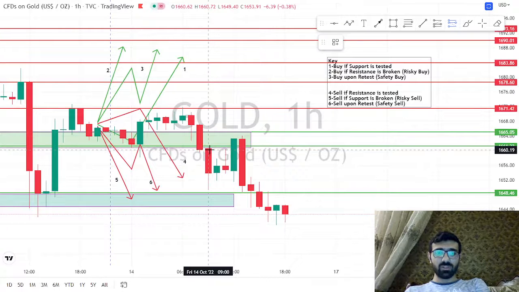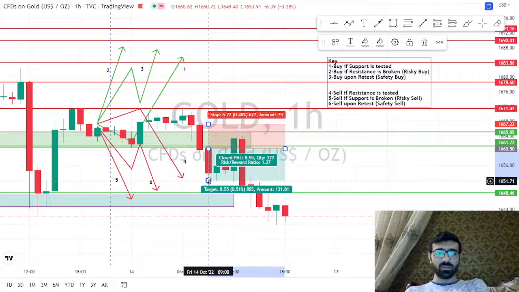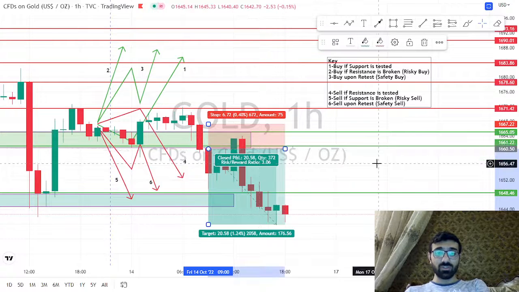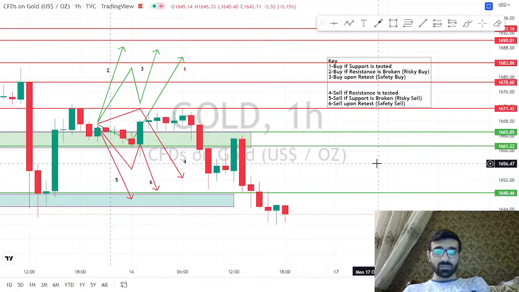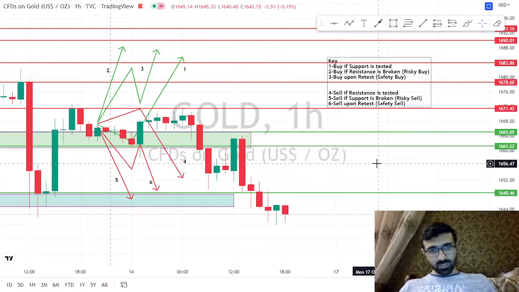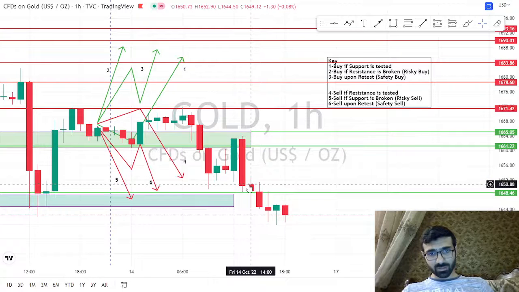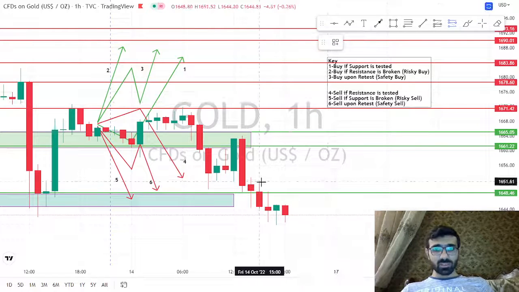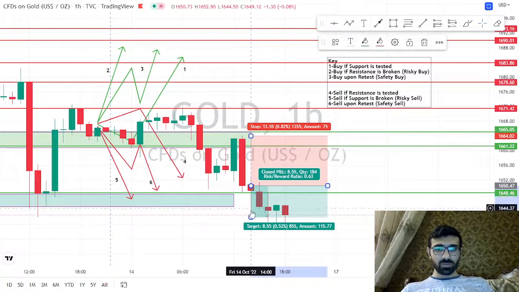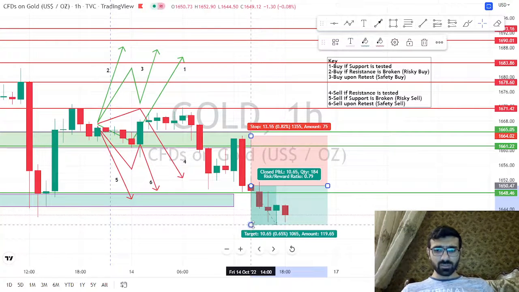So for example, if you enter over here and your stop loss will be over here, then your take profit will be approximately 3.0%, which is amazing. Okay, amazing profits even in the safety selling setup. Then once again the market retested this area and closed below. So you could take a selling entry over here. Your stop loss will be over here and your take profit will be running approximately 0.79%.